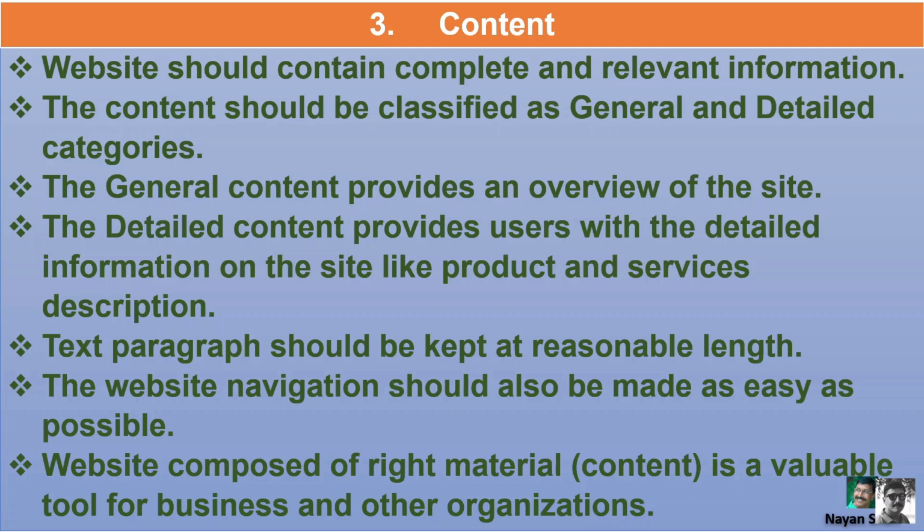And the content should be classified into general and detailed categories, as we discussed previously. The general content provides an overview of the site, and the detailed content provides users with detailed information on the site, like product and service descriptions, etc. So the choice should be given to the viewer of the website whether he or she wants general content or detailed content. But whatever the content may be, it must be complete and relevant.